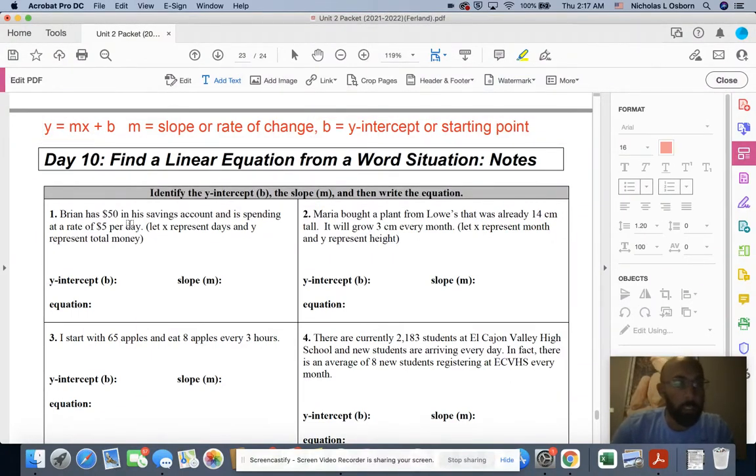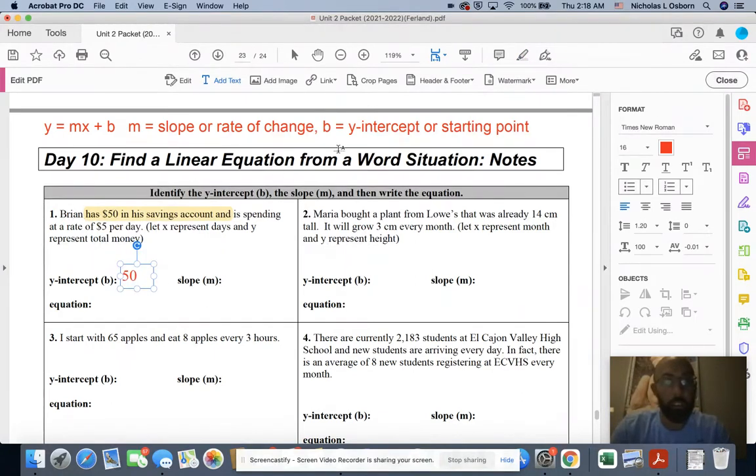All right, so let's look at the first one. Brian has $50 in his savings account and is spending at a rate of $5 per day. We have to find the y-intercept, find the slope, and then from that create the equation. So Brian has, you got to look for the keywords. Has $50 in his savings account. It doesn't say he's getting $50 every day. He just has $50. That's what he's starting with. So boom, that is your starting point. That is your y-intercept, 50.